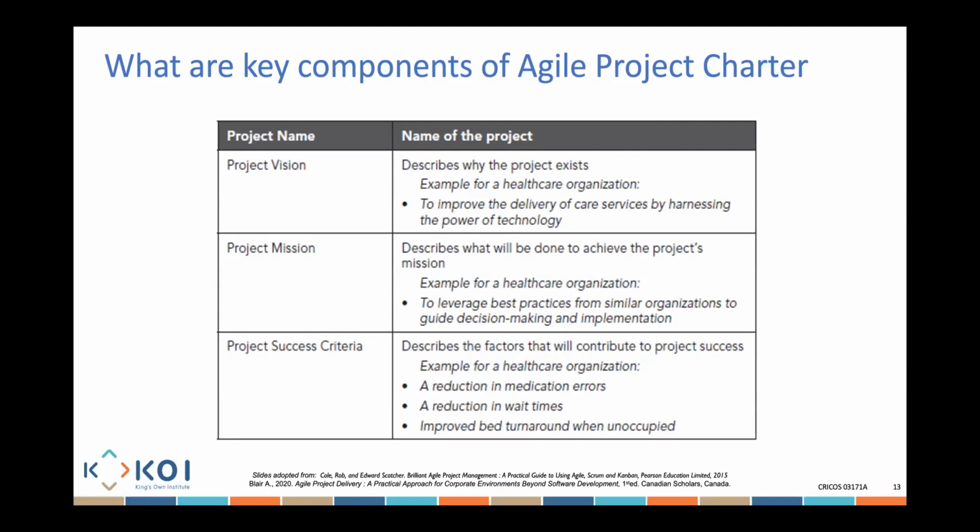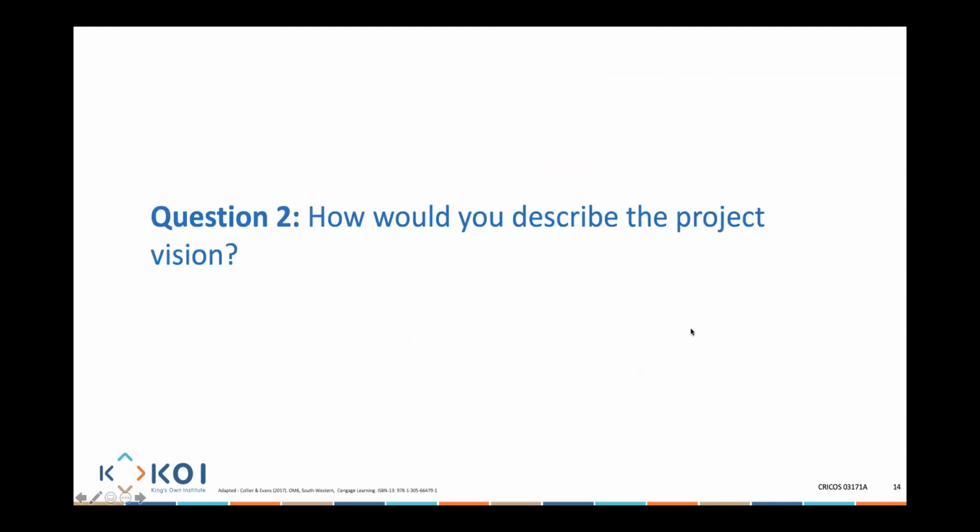What is the success criteria? Well, to know that we've achieved the success we would like, we need to have a reduction in medication errors. We need to have a reduction in waiting times, and we need to have an improvement in bed turnaround when the bed is unoccupied. So we need to create a way to assure and double-check that what we have delivered has met the success we are trying to deliver.